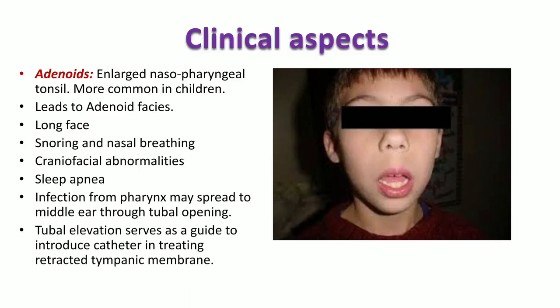One more thing is the pharyngeal bursa, which we have seen, which is the outpocketing. Sometimes the mucus glands might get obstructed, and it might produce cystic swellings. So these are all the clinical aspects of the nasopharynx.